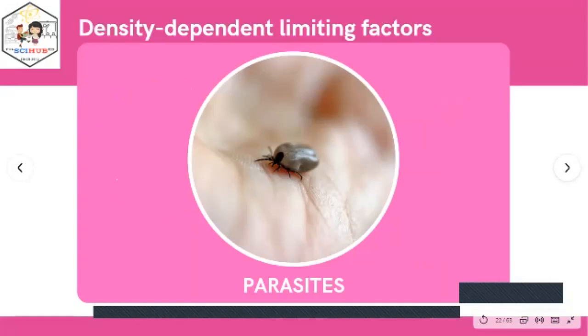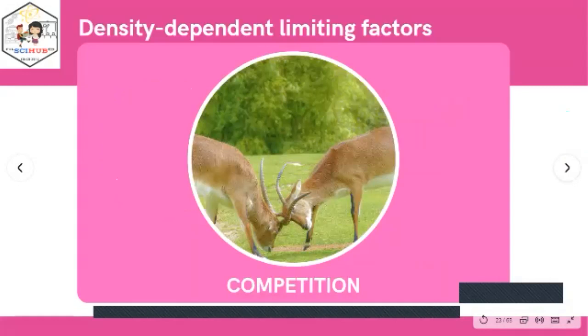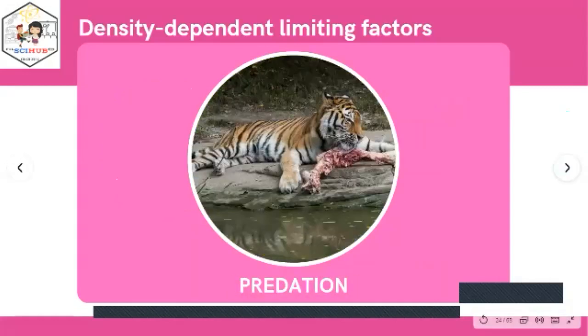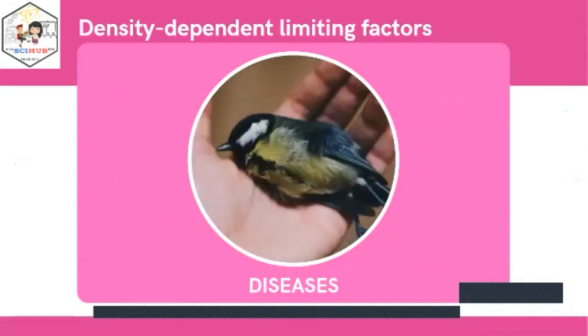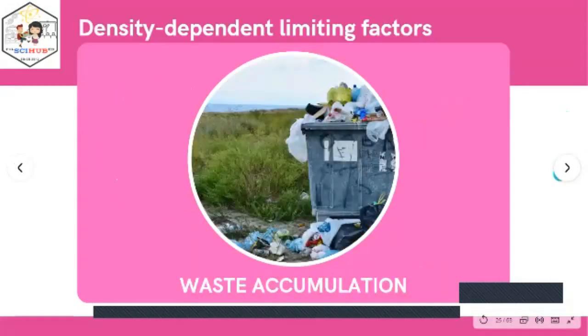Some of the examples of density-dependent limiting factors include parasites, competition, as you can see, predation, diseases, and waste accumulation. And all of these are biological processes.